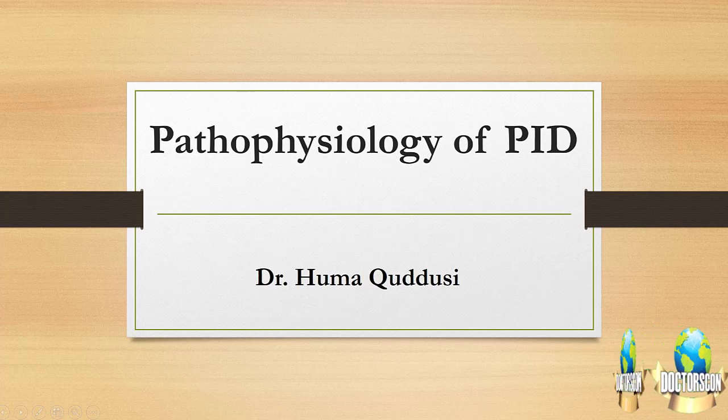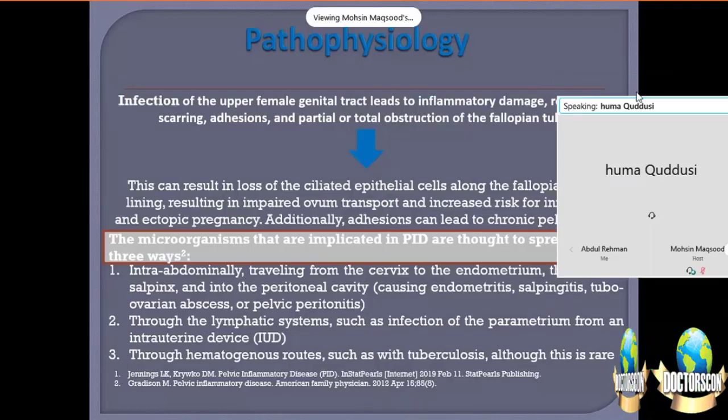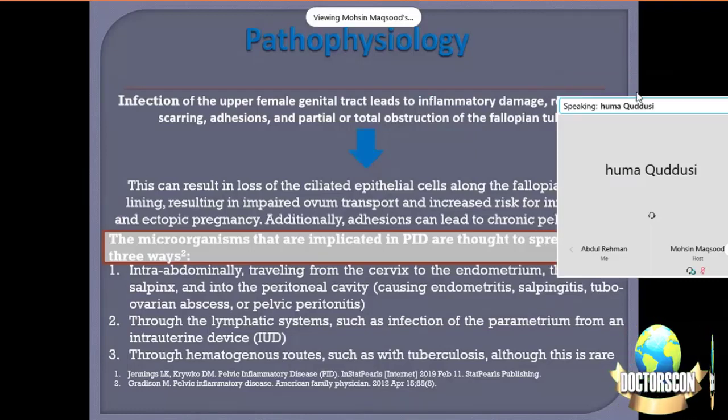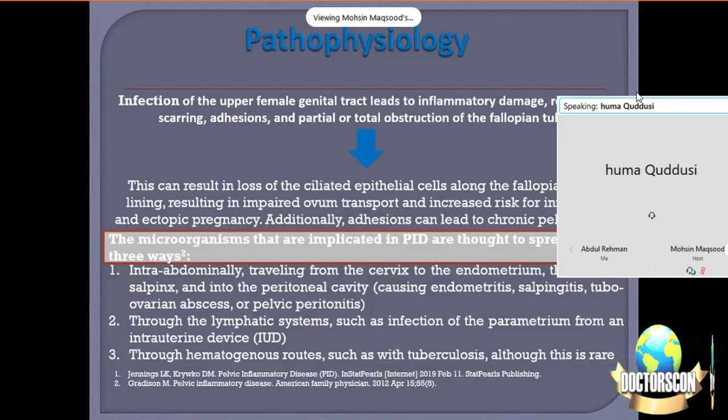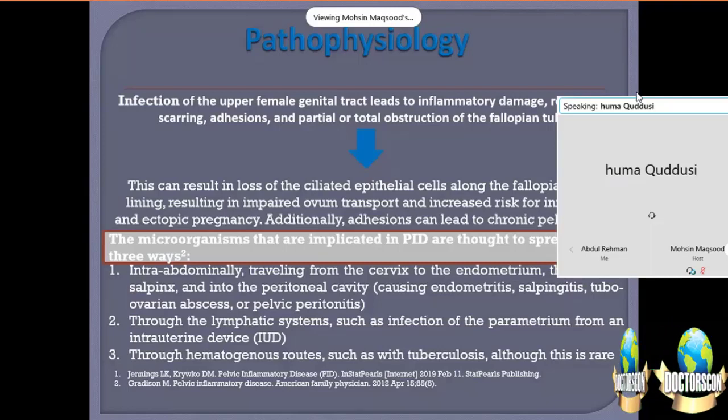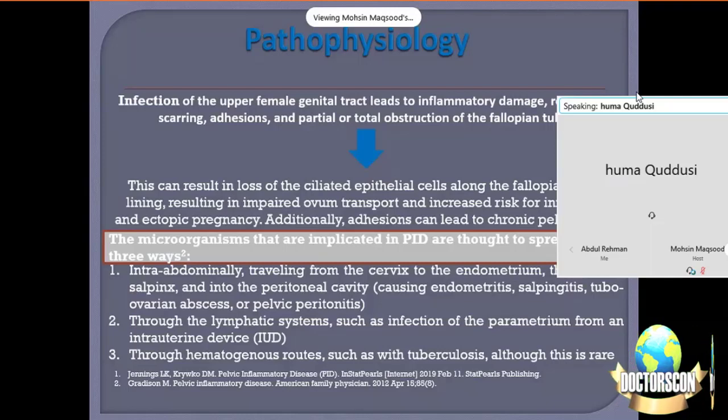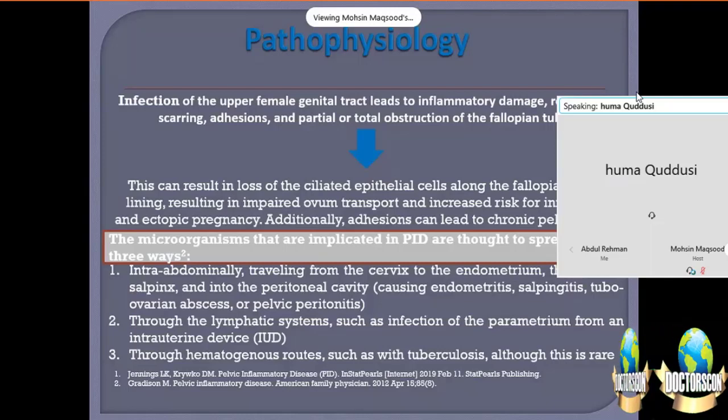So let's look at the pathophysiology of pelvic inflammatory disease. There's infection of the upper female genital tract, which leads to inflammatory changes resulting in scarring, adhesions, and partial or total obstruction of the fallopian tubes. This can result in the loss of ciliated epithelial cells along the fallopian tube lining, resulting in impaired ovum transport and increased risk for infertility and ectopic pregnancy. Additionally, adhesions can lead to chronic pelvic pain.